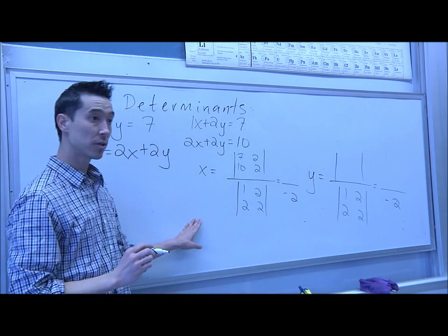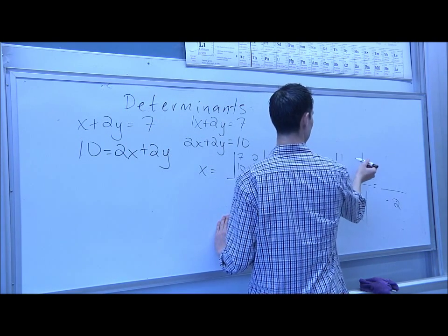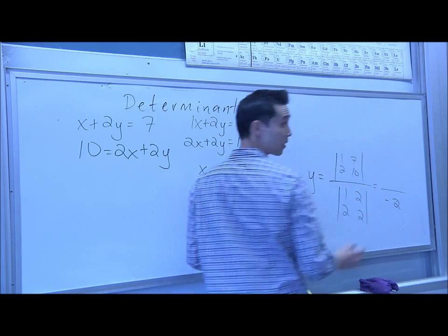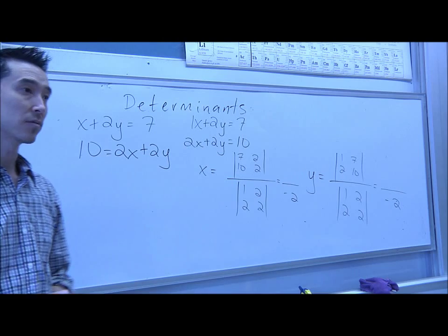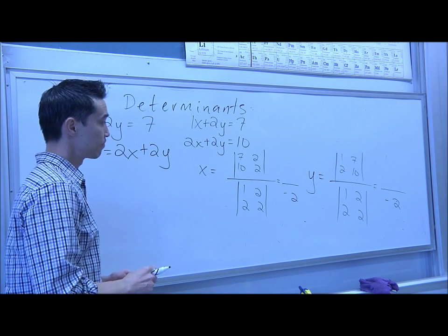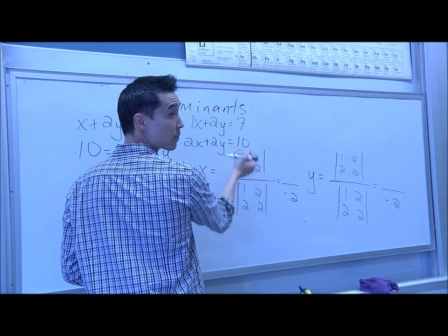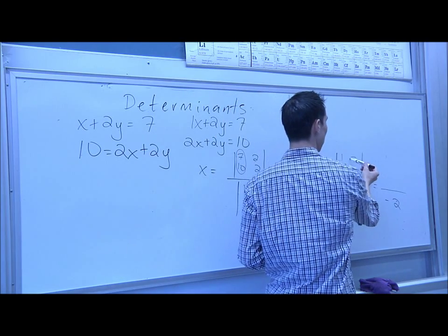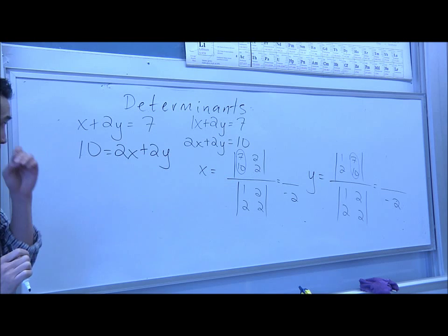So 7, 10, 2, 2. And what goes over here? Replace y. 1, 2, 7, 10. Great. Memorize that pattern. Okay? And solve those. So notice, you replace the x column with the numbers on the right for this one. You replace the y column with the numbers on the right for that one. That's the pattern. Okay?